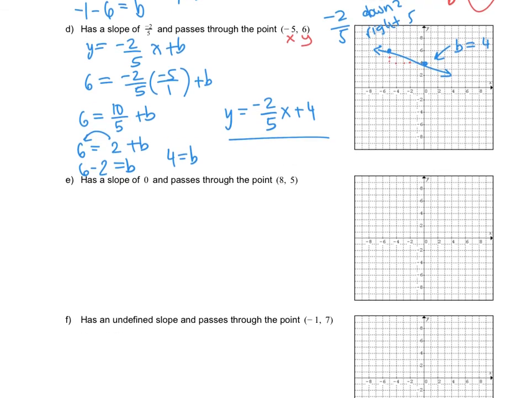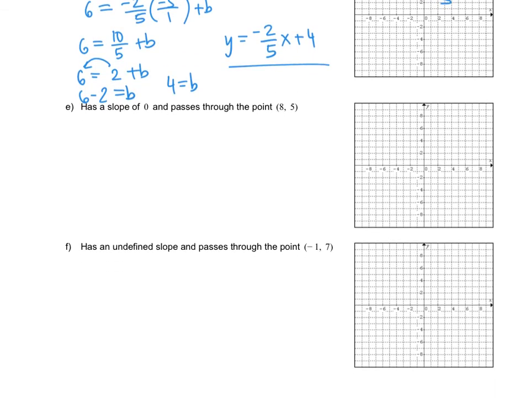All right, the last two examples we have here are slightly different in that their slopes are a little more special. We have a slope of 0 scenario and an undefined slope. Now with the slope of 0, you can really treat this the same way. So I see my slope is 0, so I can go y equals 0x plus b. Okay. My point is 8, 5, so instead of y, I'll put 5, and instead of x, I'll put 8.